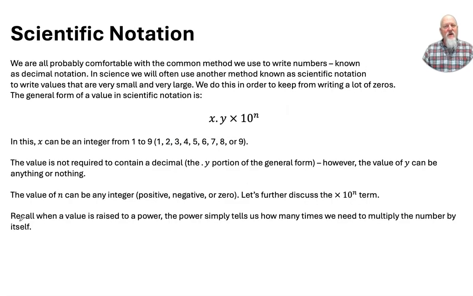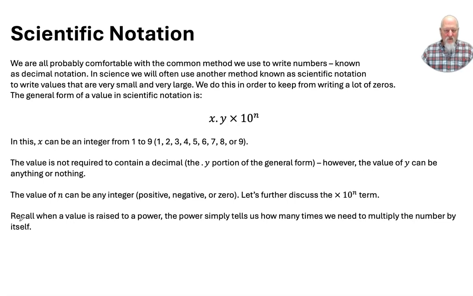It's called scientific notation. We're going to use scientific notation in science when we have very large or very small numbers. We do that so we don't have to write a bunch of zeros, because if we have a number with a whole bunch of zeros, it's really easy to add a zero or drop a zero accidentally when we're copying the number. So instead of doing that, we use this thing called scientific notation.